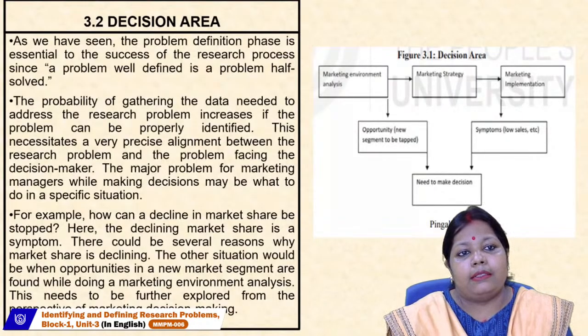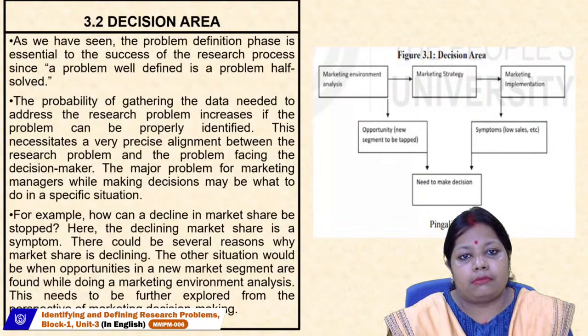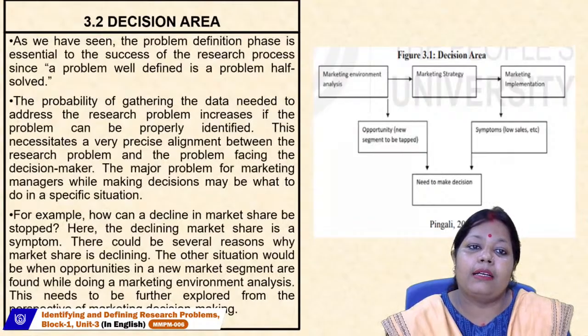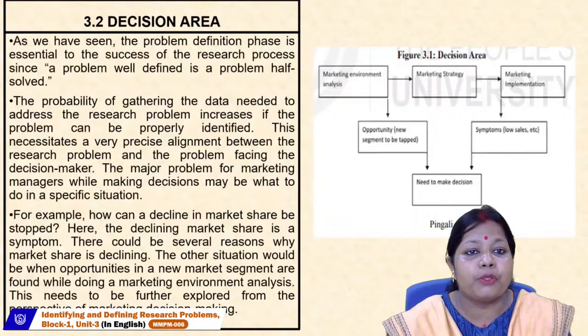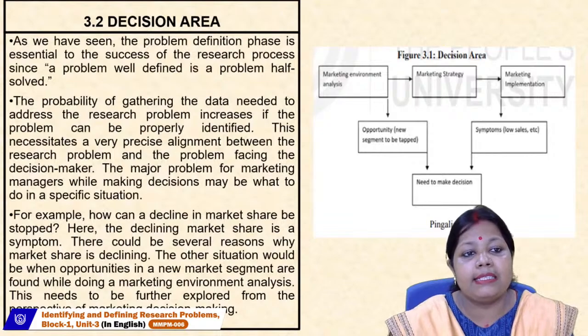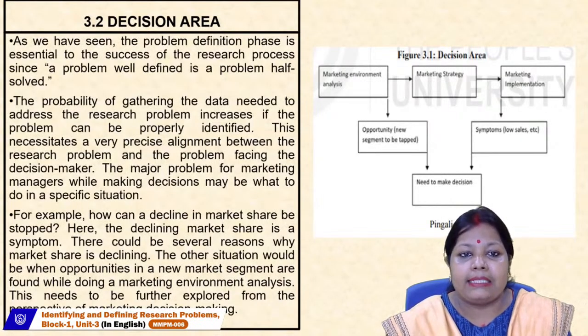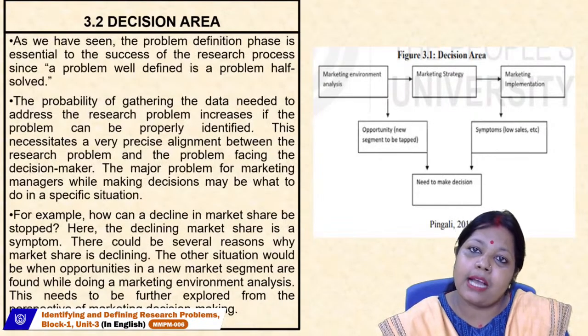In the second content of our study or this paper is decision area. So, what are the different areas there, and what kind of areas are there which will help us to take the decision? We have seen here the problem definition phase is essential to the success of the research process, since a problem well defined is a problem half solved.